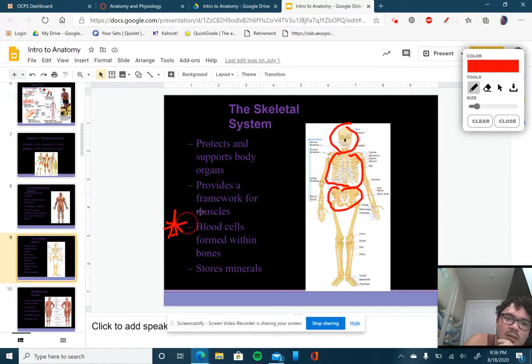I'm going to go ahead and star this. The bones are also responsible for blood cell formation. So every blood cell that we're going to learn in this class, red blood cells, white blood cells, platelets, are created from the bones. Super important.